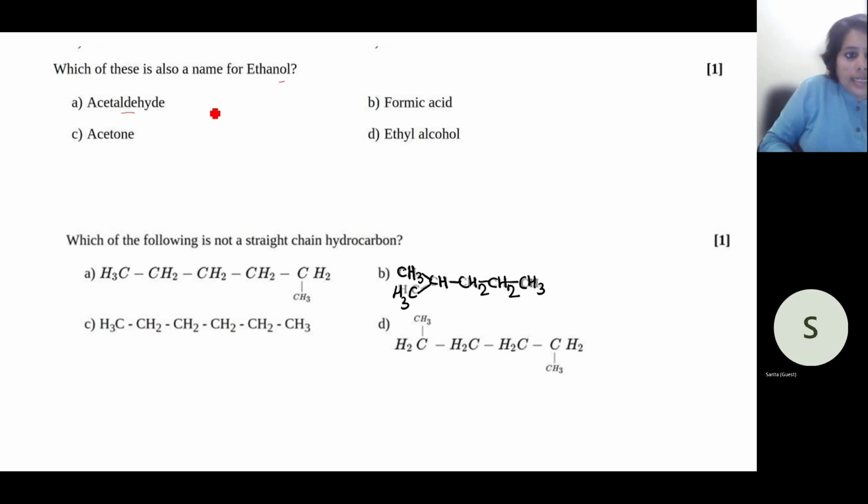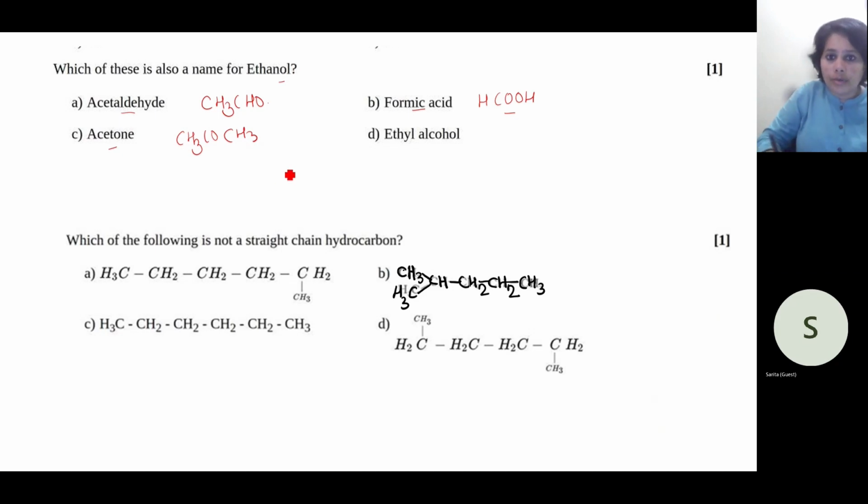Acetaldehyde. Acetaldehyde is an aldehyde. So this is CH3CHO, the formula. Next is formic acid. The formula is HCOOH. It is a carboxylic acid. Then acetone, CH3COCH3. So this is a ketone.